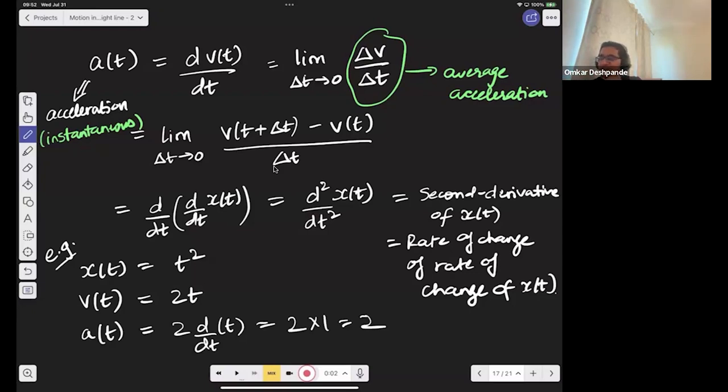Now, in this example, acceleration was constant. Constant acceleration is also called uniform acceleration. Just like motion at constant velocity is called uniform motion, motion at constant acceleration is called uniformly accelerated motion. It's not motion at constant velocity, it's motion at constant acceleration: uniformly accelerated motion.